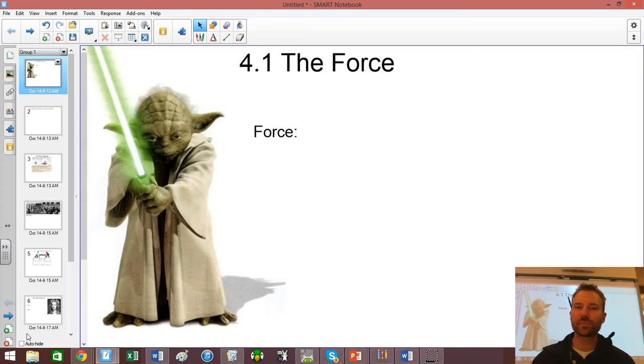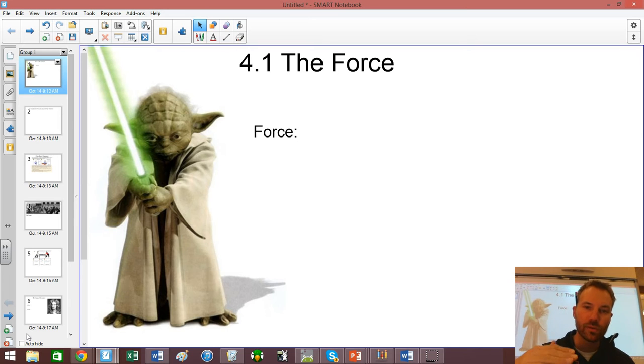Hello, physics friends, and welcome to Chapter 4, which is entitled Forces, specifically forces in one dimension. So we've been talking about position, velocity, and acceleration, and now we're going to bring force into it. A force is a push or a pull. When you push on an object, how does that affect the object's acceleration? How does that affect the object's velocity? And how does it affect an object's position?